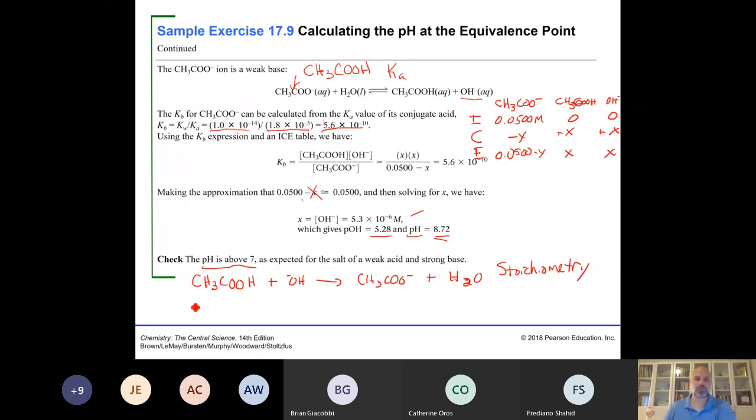And then we have a second step that occurs where now that acetate ion, which is formed, reacts with water in an equilibrium fashion to give us acetic acid plus hydroxide. Right, this is our equilibrium calculation. And this hydroxide here is what gives us the pH of our solution. And that pH is going to be greater than 7 because we have hydroxide ions present.